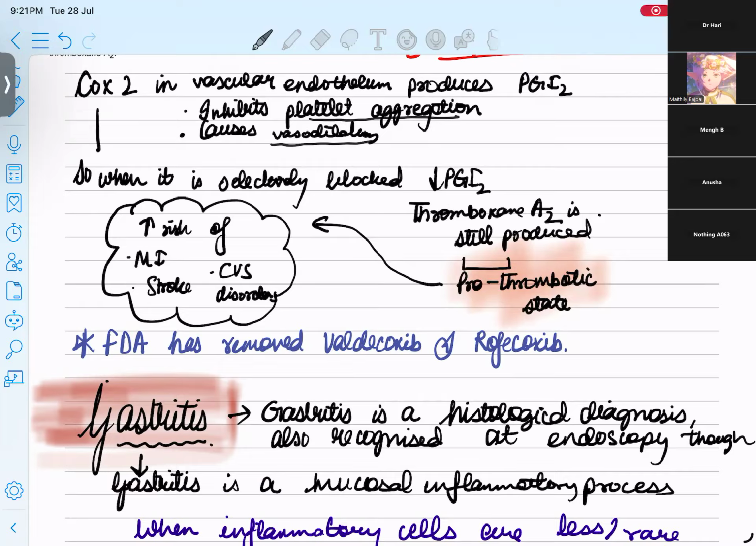So for this cause, when we prescribe drugs, especially NSAIDs, we have to move on with a careful risk-benefit ratio, and therefore the FDA has removed valdecoxib and rofecoxib from the prescription because they are very efficient painkillers, but they increased the risk of cardiovascular diseases.